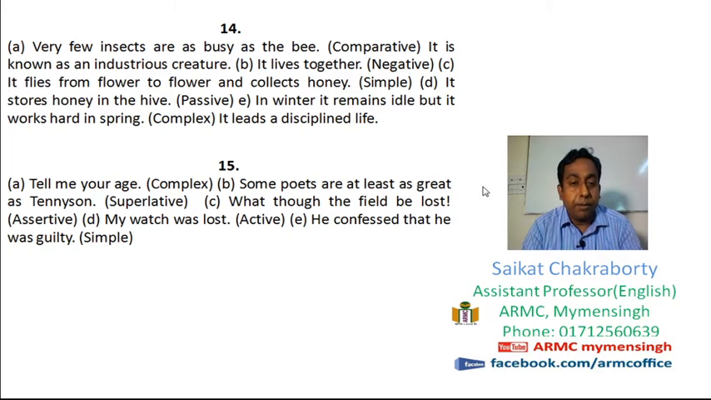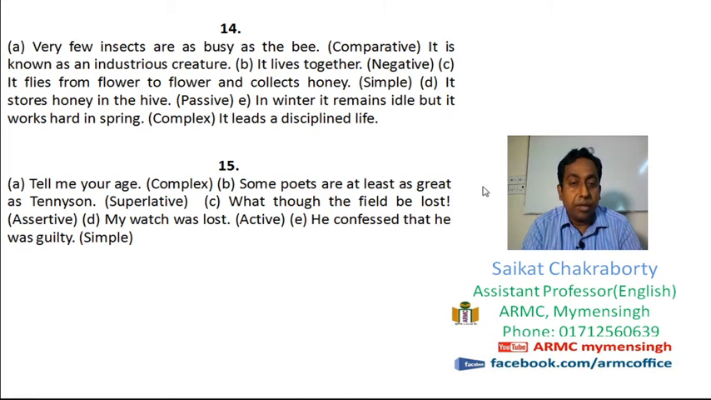Then come to the next number 15. Number A. Tell me your age. Complex. To make it complex, we can say tell me what your age is. Some poets are at least as great as Tennyson. Make it superlative. To make it superlative, we can say Tennyson is not the greatest of all poets.